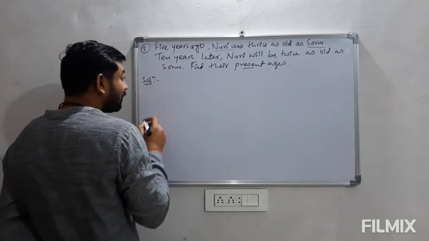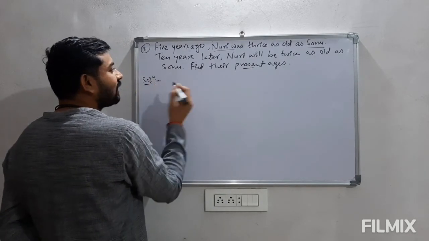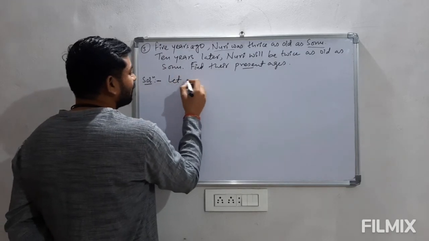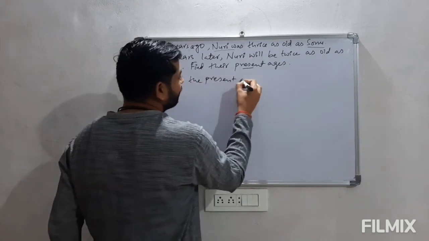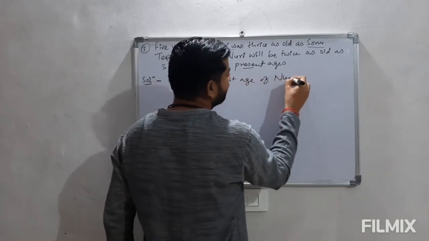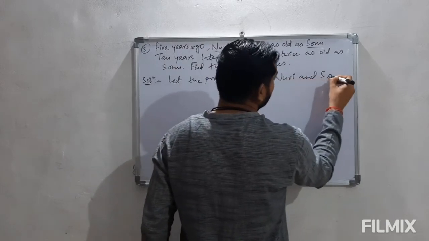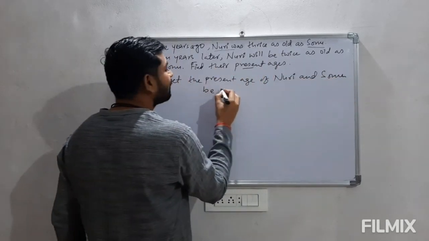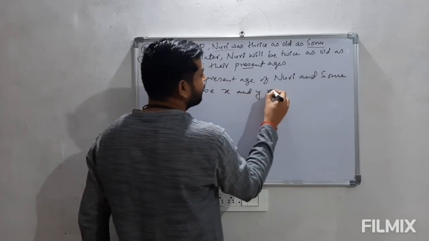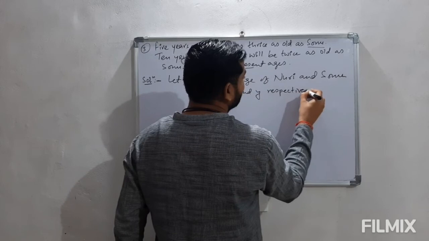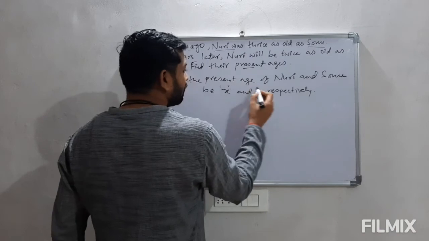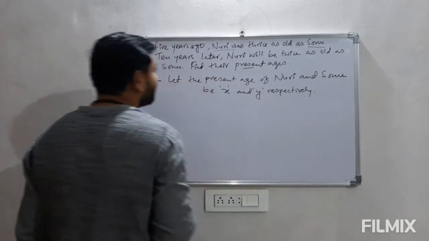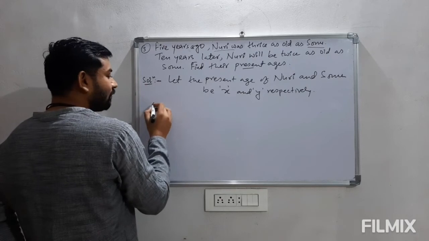So in this kind of question, whatever we want to find out, we have to assume them with some variable. So let us let the present age of Nuri and Sonu be x and y respectively. Means the age of Nuri is x and the age of Sonu is y, the present age. Now we have two cases.